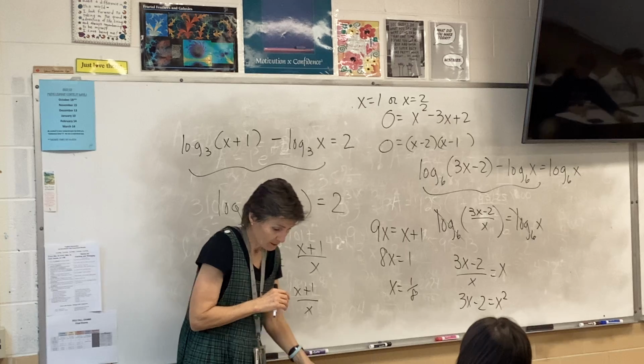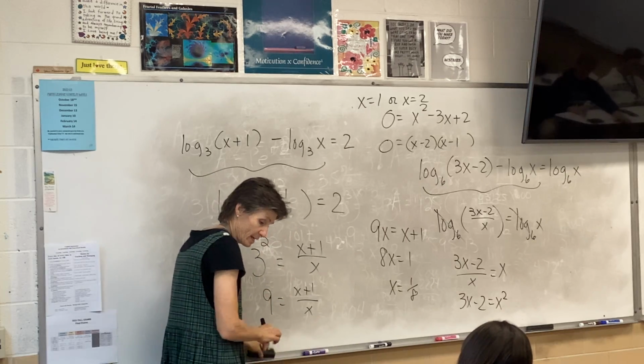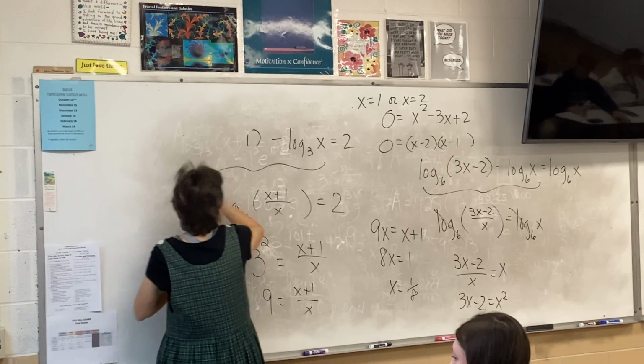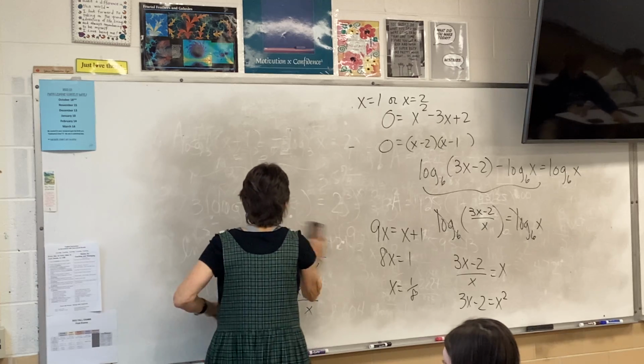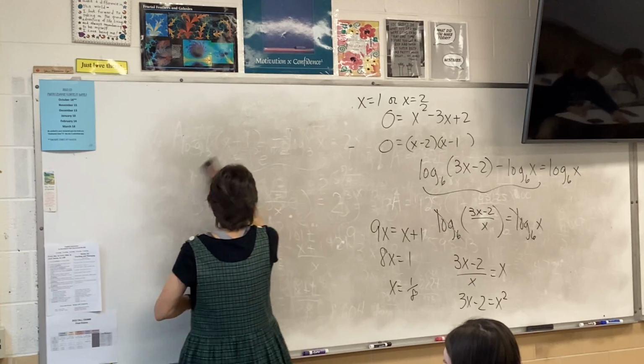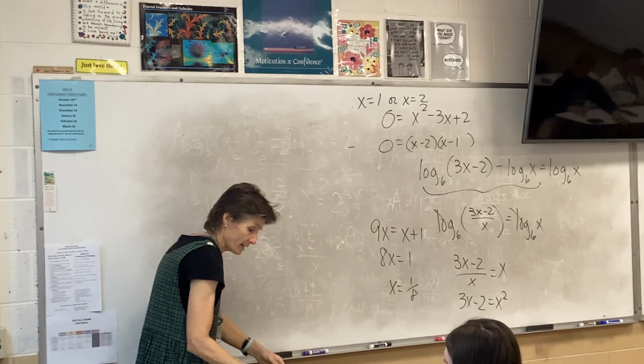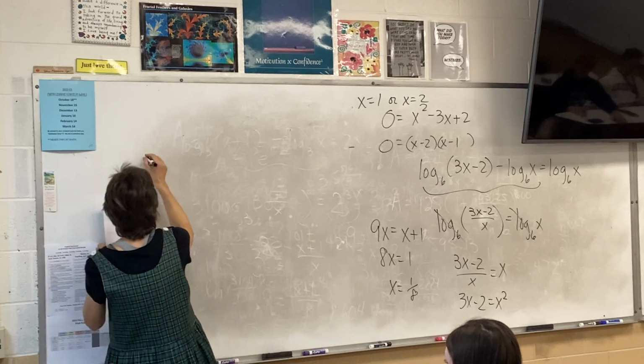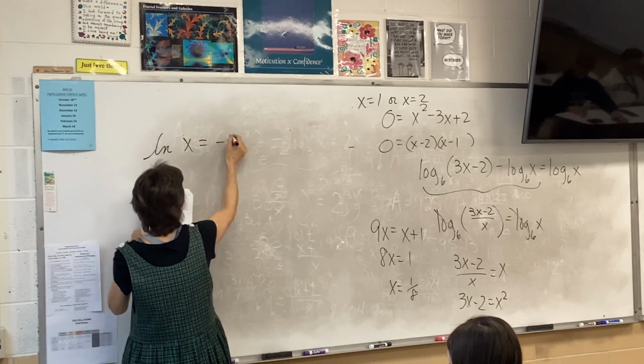All right, that was F. Okay, so now we have G and H. All right, let's look at G. Any idea about how to do G?